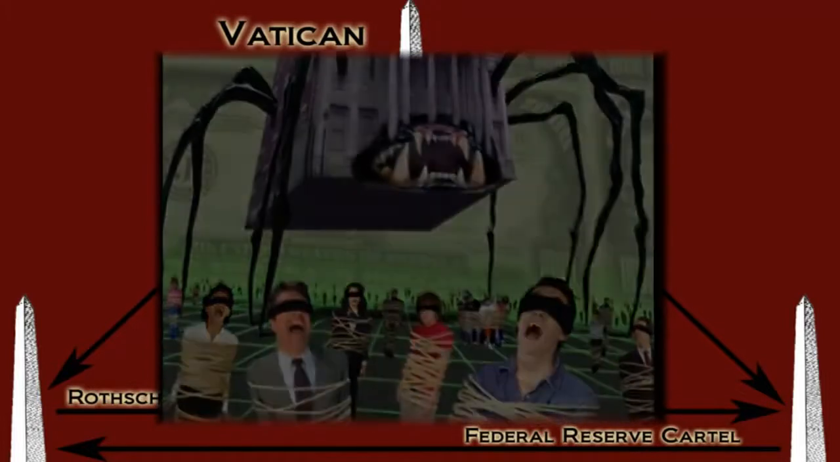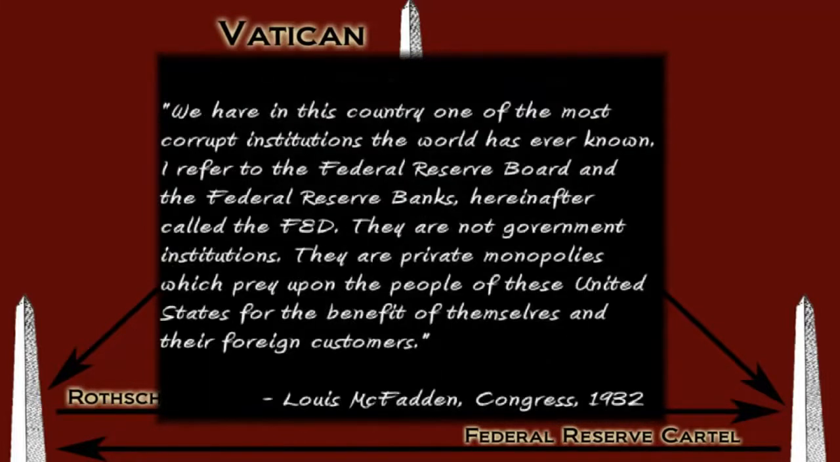We have in this country one of the most corrupt institutions the world has ever known. I refer to the Federal Reserve Board and the Federal Reserve Banks, hereinafter called the Fed. They are not government institutions. They are private monopolies which prey upon the people of the United States for the benefit of themselves and their foreign customers.